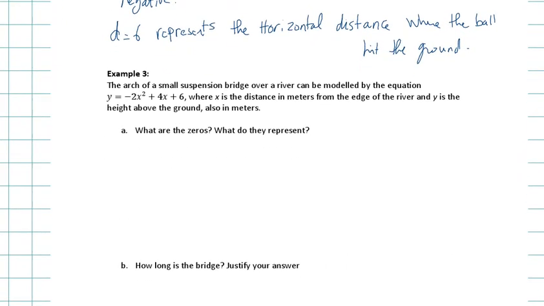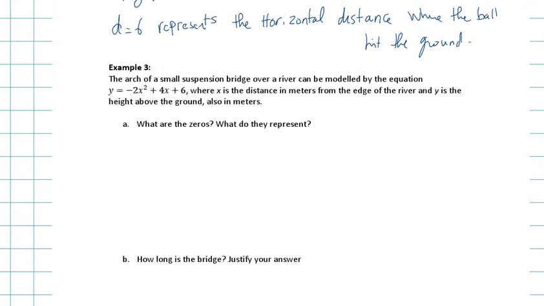The arc of a small bridge over a river can be modeled by the equation y equals negative 2x squared plus 4x plus 6, where x is the distance in meters from the edge of the river, and y is the height above the ground, also in meters. What are the zeros and what do they represent? So, the arc of a small suspension bridge over a river can be modeled by this equation.